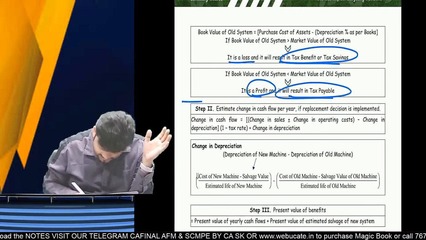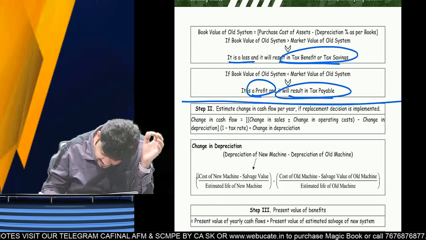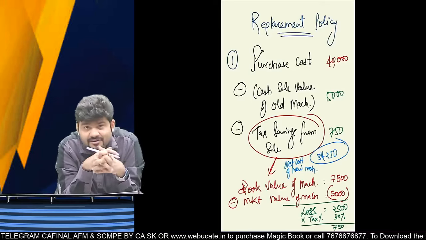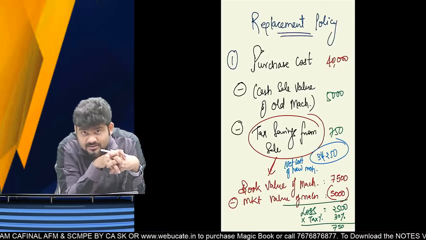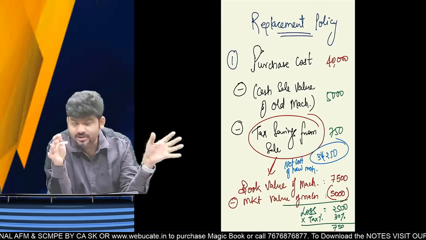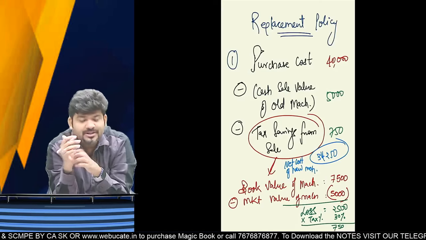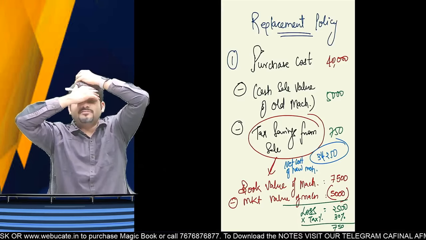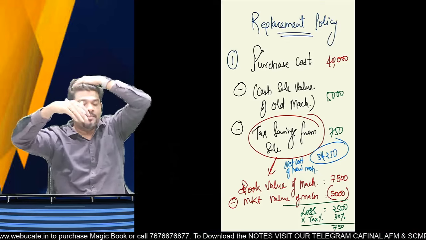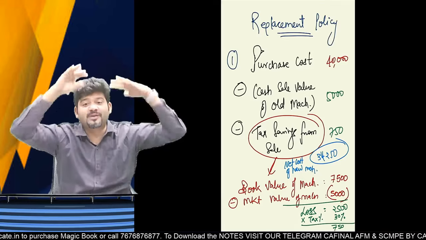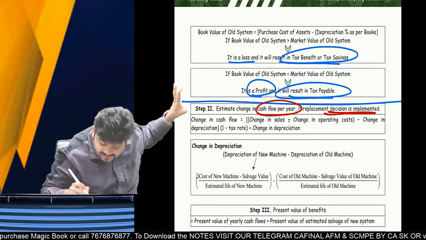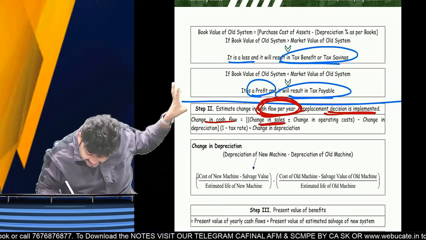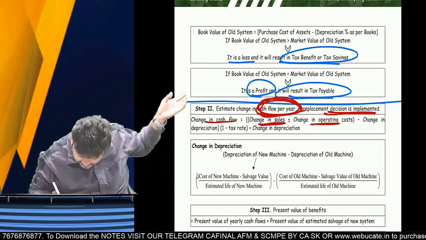Simple, clear. Now, the second part: expected changes in cash flows if the replacement decision is implemented. Whenever I am purchasing a new machine, there has to be some end intent with which I am purchasing it. What would be the end intent? The end intent is always very clear: to ensure that my production increases, my sales increase, my variable cost goes down. All of that is a positive. So change in cash flows per year could be change in sales, positive, and change in operating cost, positive.